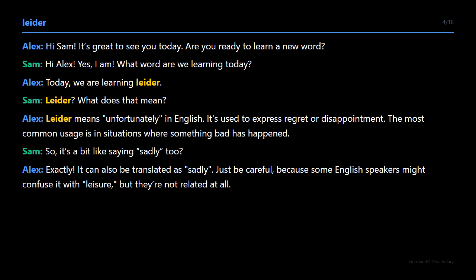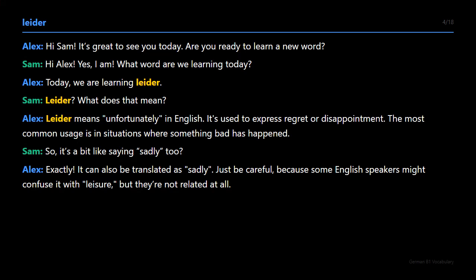The most common usage is in situations where something bad has happened. So, it's a bit like saying "sadly" too. Exactly. It can also be translated as "sadly." Just be careful, because some English speakers might confuse it with "leisure," but they're not related at all.